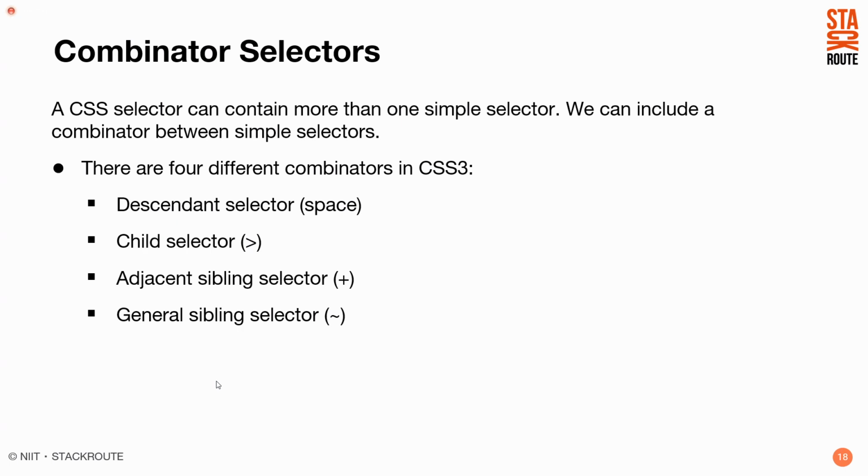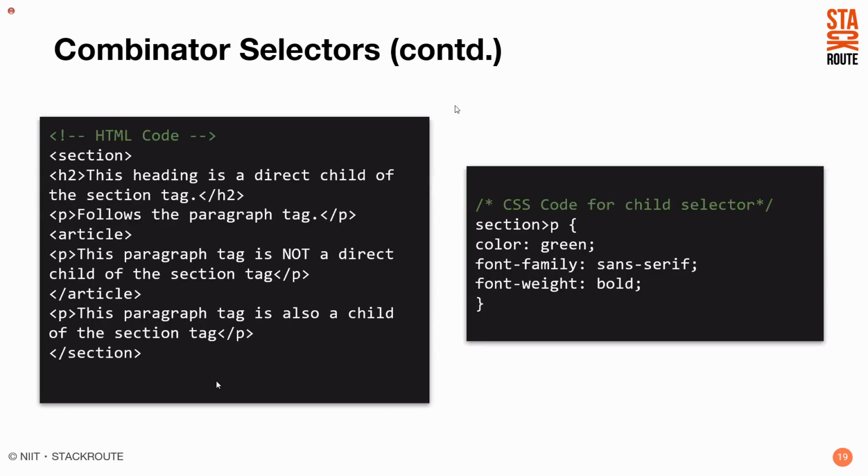So the first category is the descendant selector. The descendant selector matches all the elements, so for all the child elements of the specified element, the style will be applied. Okay. Is there any explanation?